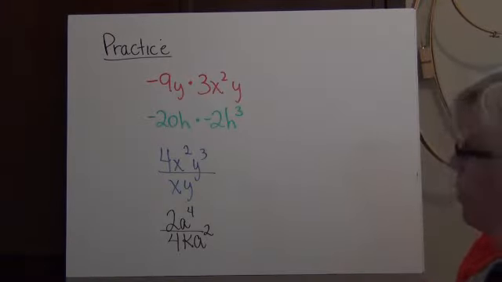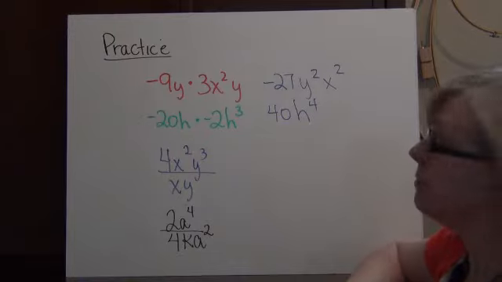Okay, take a look at this first problem. We have a multiplication problem. I see it right here. So first I'm going to multiply the numbers together. Negative 9 times 3 is negative 27. Then I look at the y's, because I have a y here. I have 1 y, 2 y's. And last I see I have an x squared. Done. Let's look at the second problem. I have 20 and negative 20 and negative 2, so I have positive 40. I have 1 h here and 3 h's here. So I have 4 h's altogether.